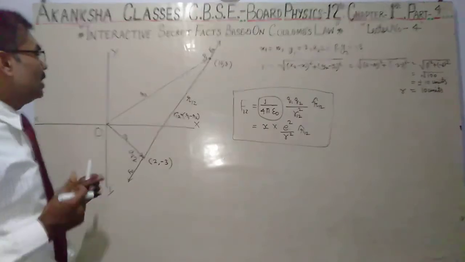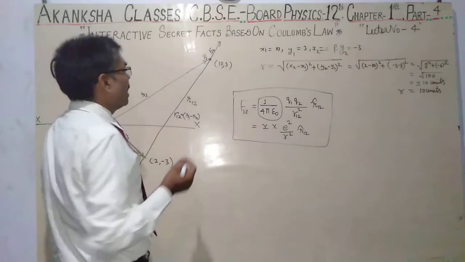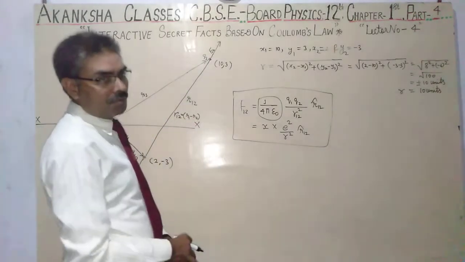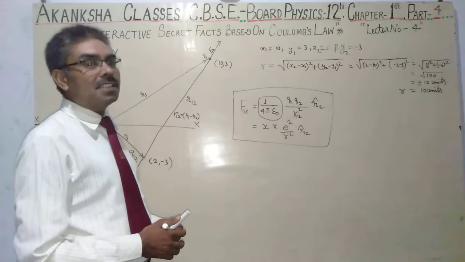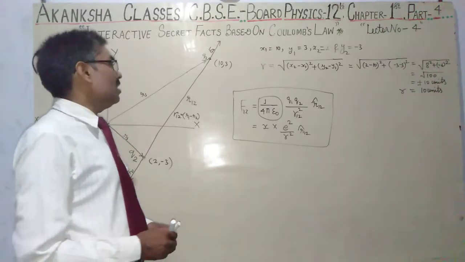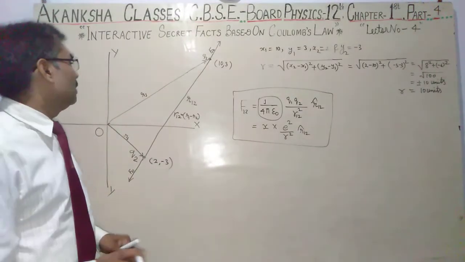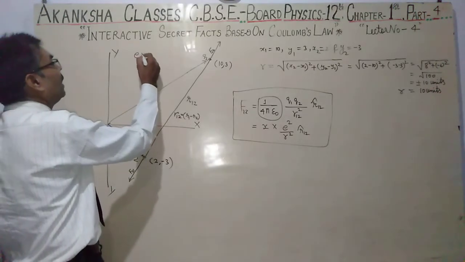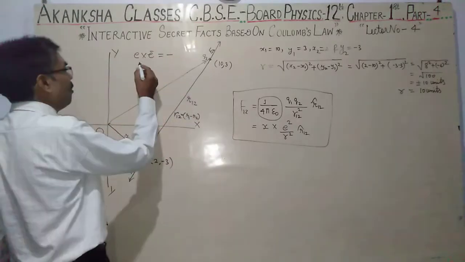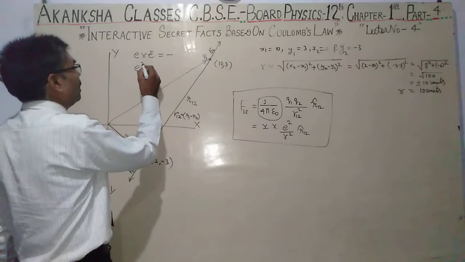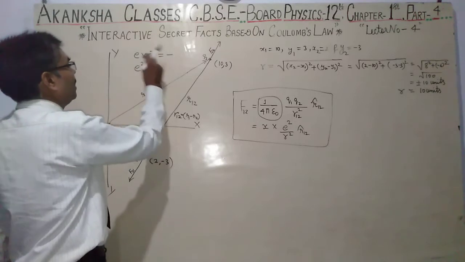Students, here Q1 and Q2 are of the same nature, hence this is a repulsive force. A repulsive force is always denoted by a plus sign, and an attractive force is always denoted by a negative sign, because the value of e into minus e is always negative, while the value of e square is always positive. It doesn't matter what type of charge it contains.